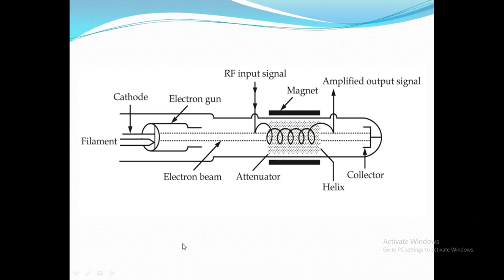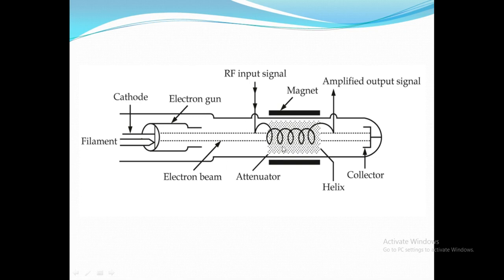Coming to the construction of the traveling wave tube, it consists of an electron gun, which produces a narrow constant velocity electron beam. Next is a magnet, used to prevent the beam from spreading and to guide it through the center of the helix. Next is an attenuator, used to isolate the input and output waves.